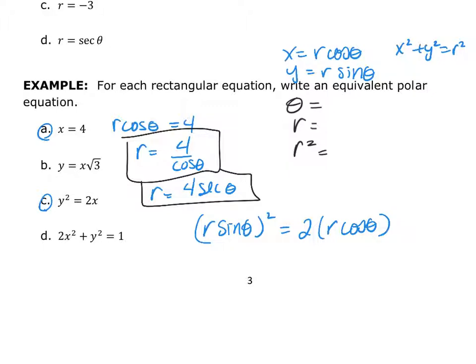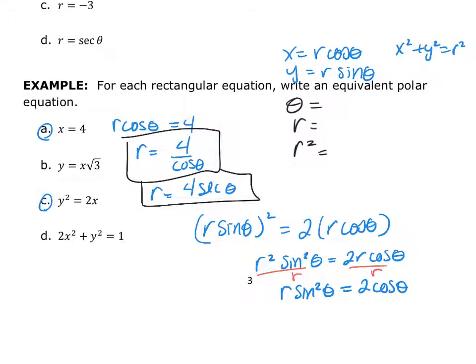Doing okay? So now I am going to square the r. I'm going to square the sine. And I get r squared sine squared theta is equal to 2r cosine theta. Now I'm trying to solve for r, so what I'm going to do is divide both sides by r. When I divide both sides by r, I get r sine squared theta is equal to 2 cosine theta. So all I did was divide both sides by r.